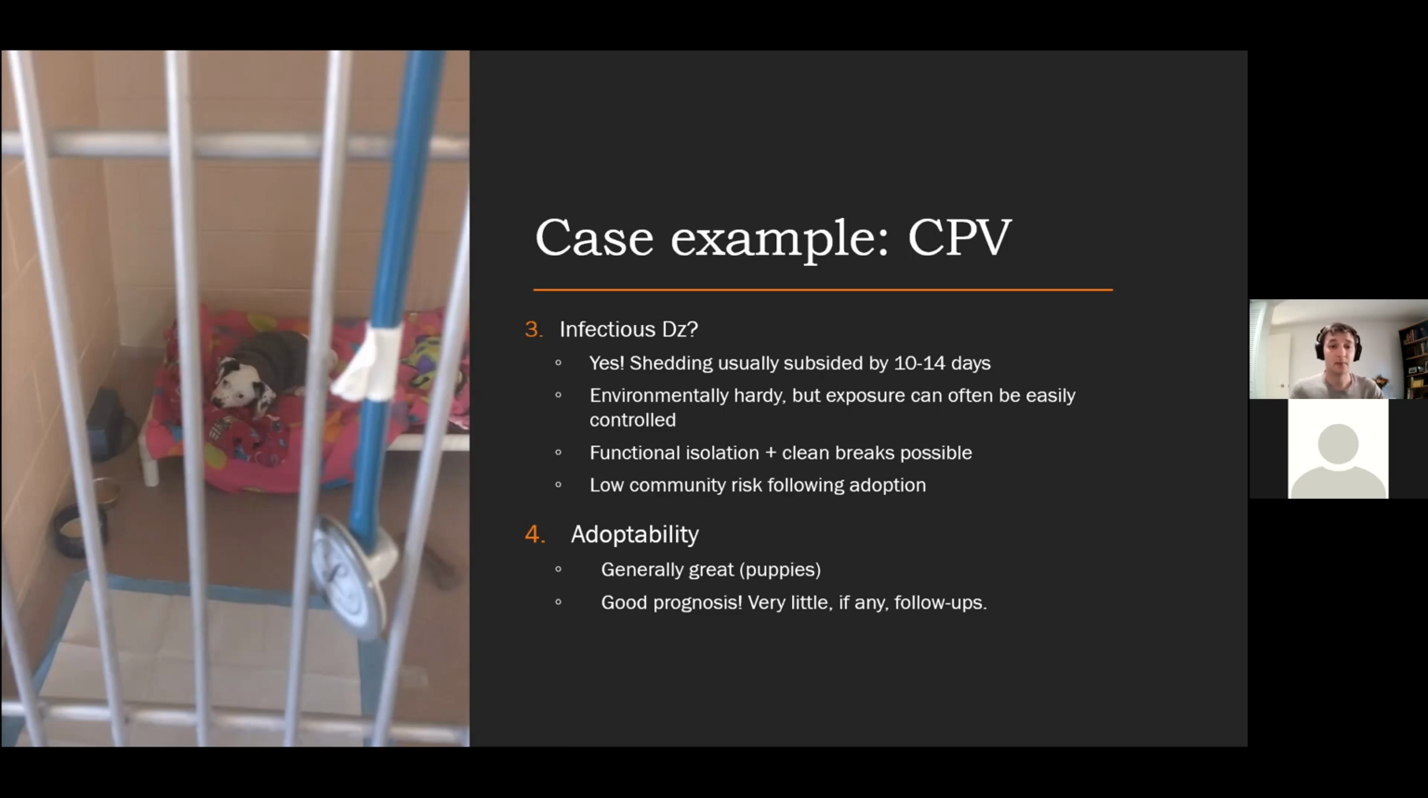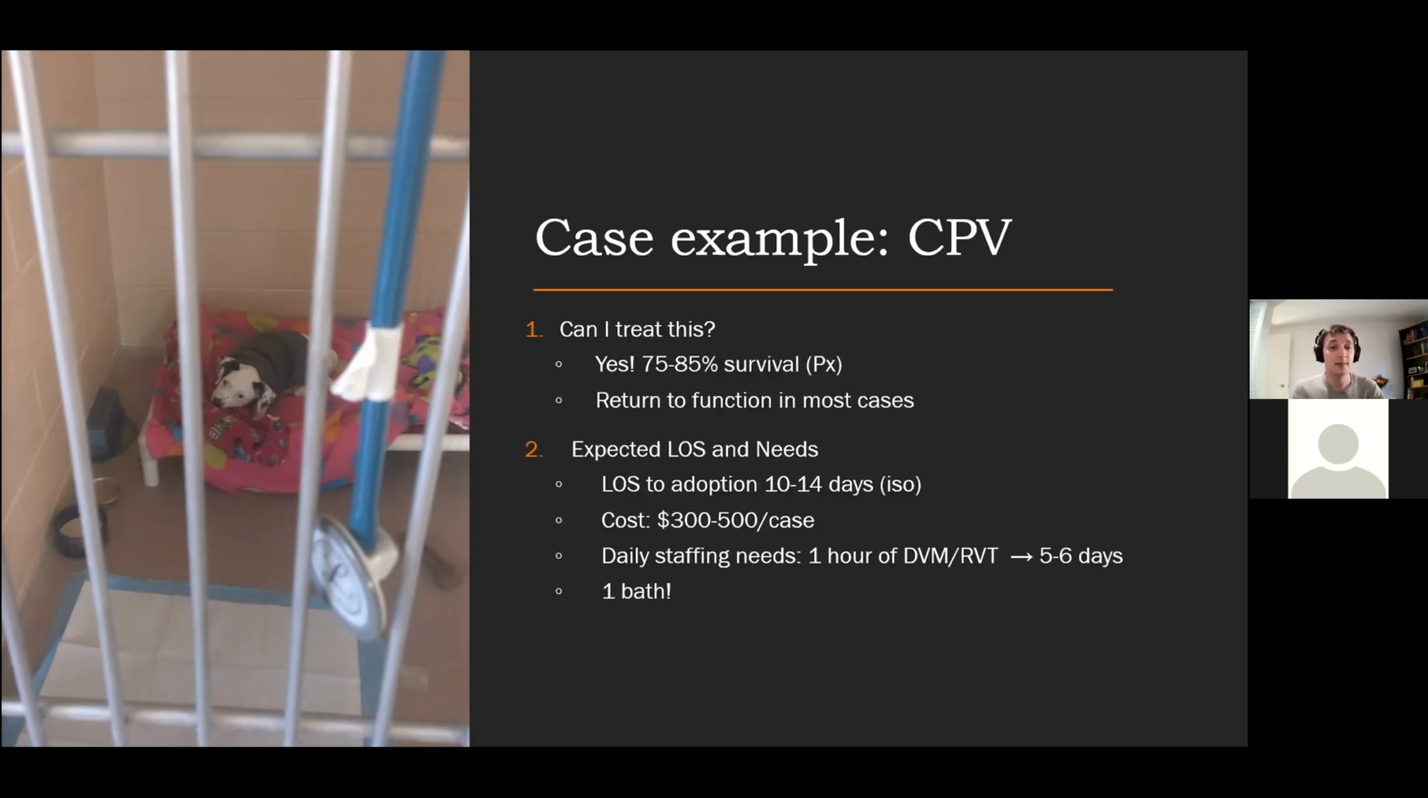But once again, the limiting factor in this case might be the 1 hour of DVM to RVT time needed per day for this individual animal, or the staff training needed to not have exposure in the shelter. So I need to look at my organization, my specific area, and say, is this something that I can treat or not? In my case, it was.